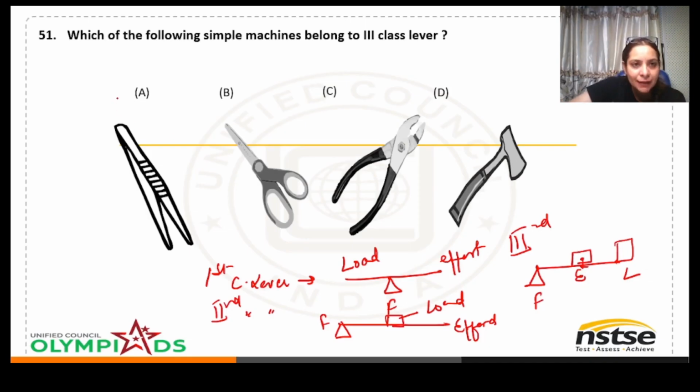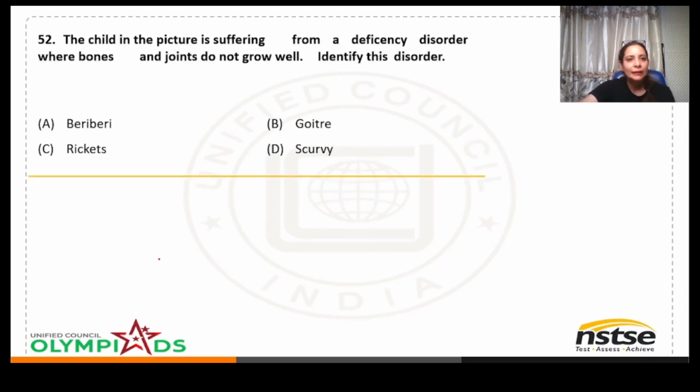Yes, it is this forceps. Option A belongs to third class lever because in this effort is from center, load and fulcrum is at corner. So which option is correct, students? Option A is correct. Next, the child in the picture is suffering from a deficiency disorder where bones and joints do not grow well.